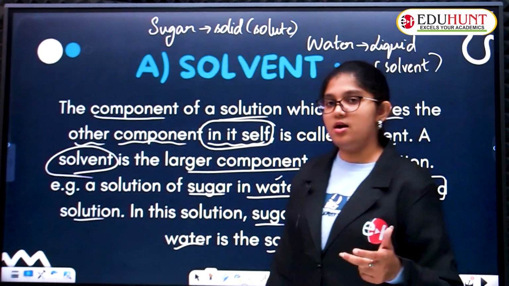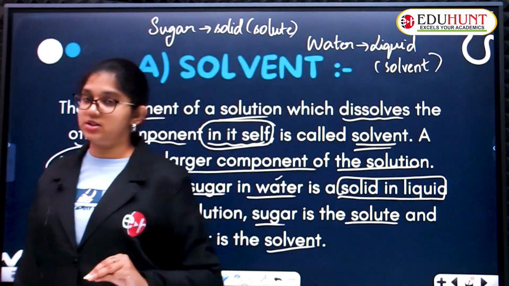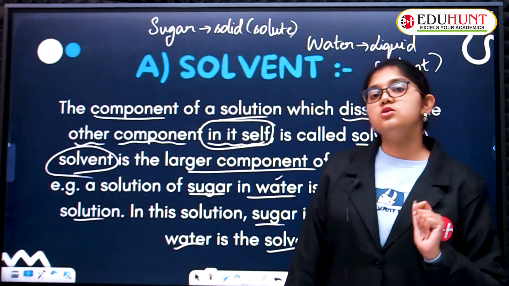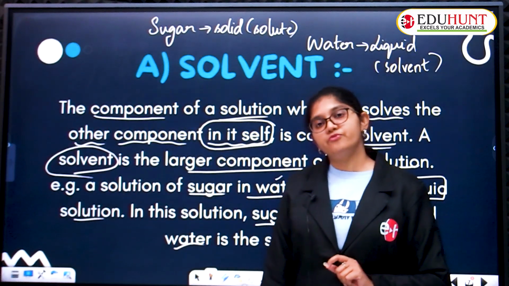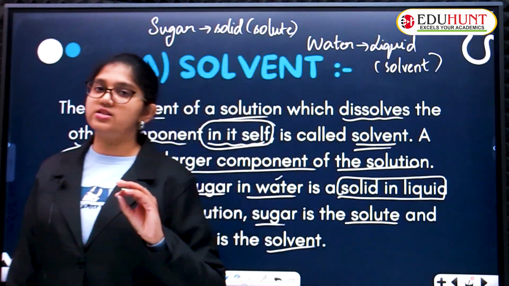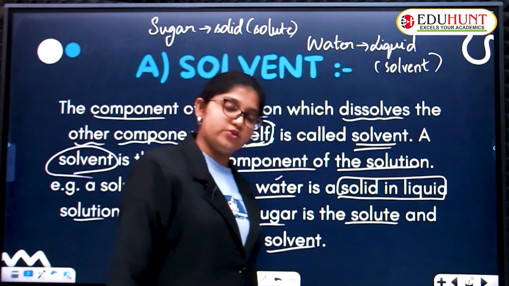Sugar and water. For example, if in the place of sugar I have taken salt, uppu తీసుకున్నాను అనుకోండి, NaCl, salt. So what is the solute over there? Very good, salt is the solute and the water is the solvent. Very good. Did you get that?